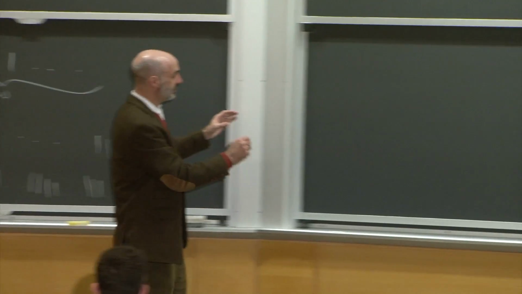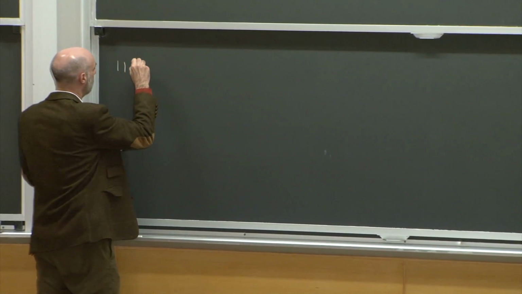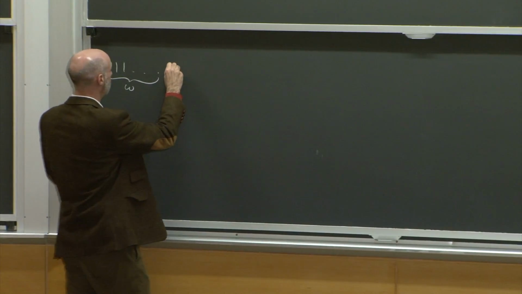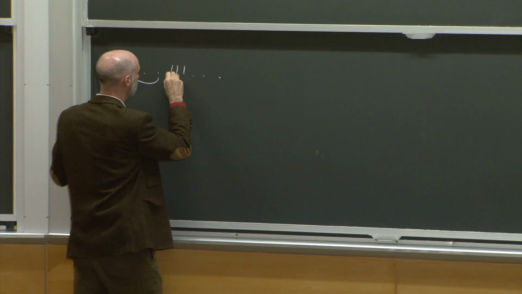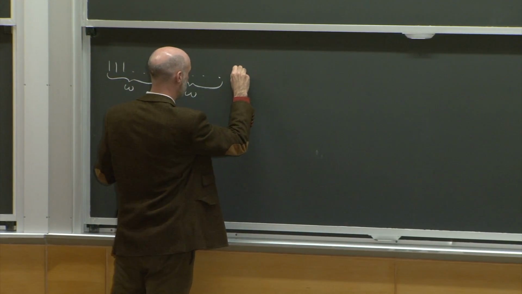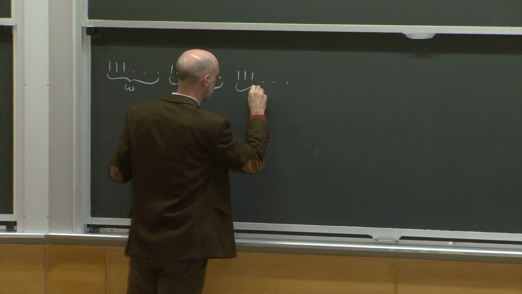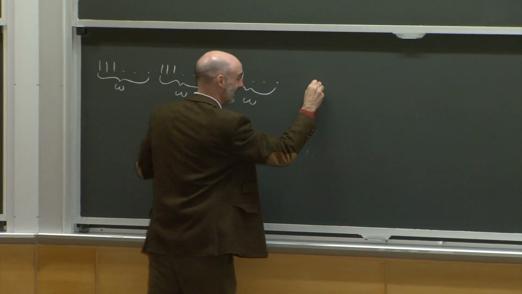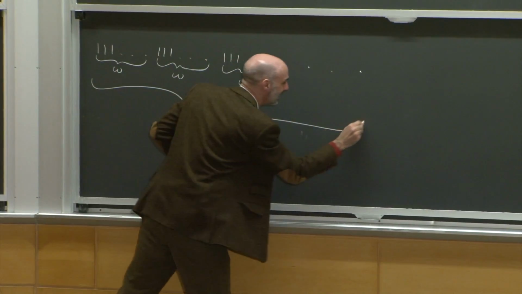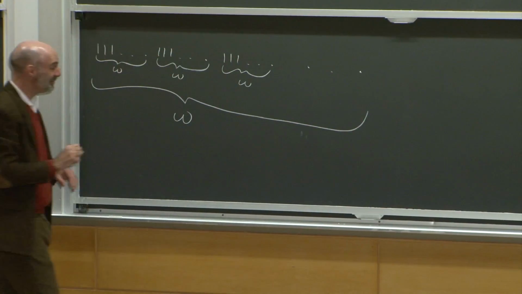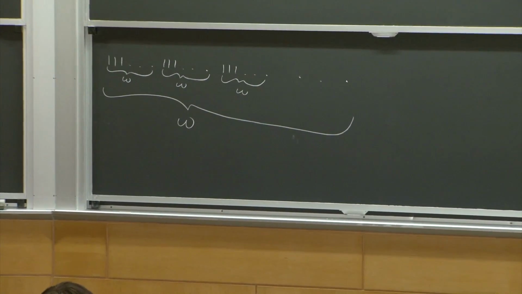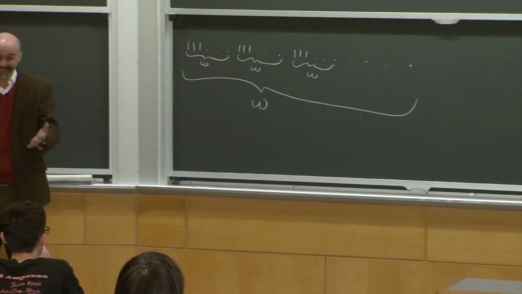So then this is what we do. We take something of shape omega, followed by something of shape omega, followed by something of shape omega, and we're going to do that omega many times. And then we can start again.